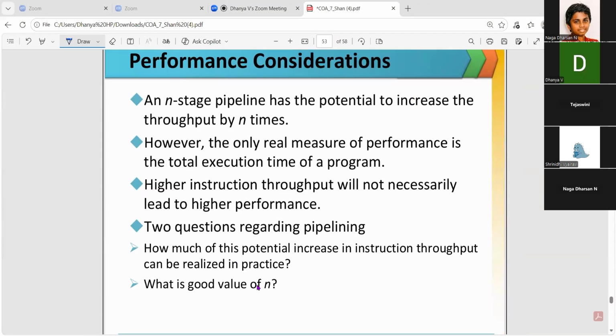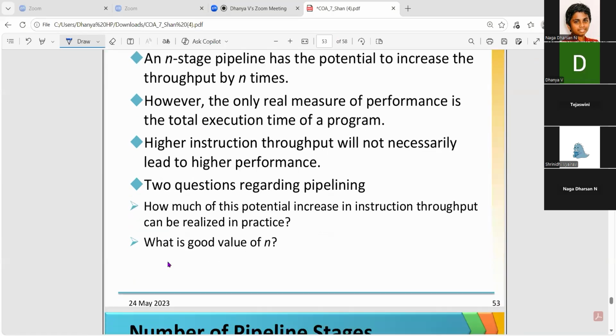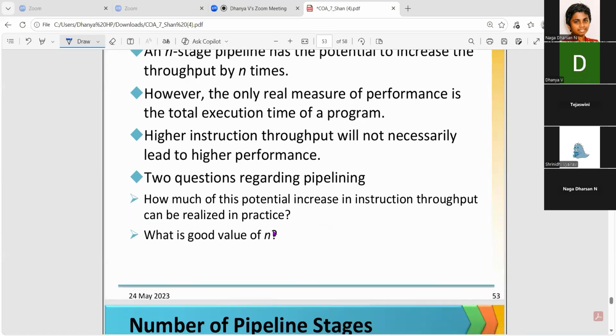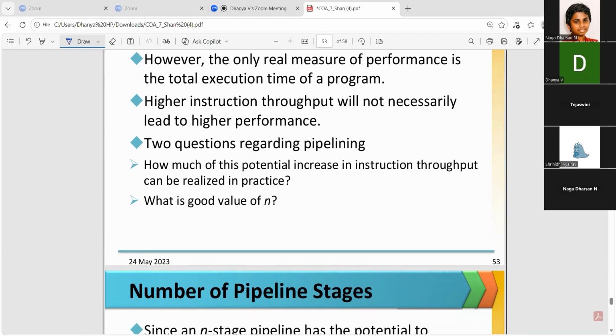So now we actually looked into the case of K-stage pipelining. Here, in the example that we took, K was the number of stages. We were talking about how much you can increase your K, since speedup is proportional to your K, no? So how much can you actually increase? You can't increase it by so much, right? So that is what we are dealing with over here. So here, instead of N, just consider K, like how we have discussed. So how much potential increase in instruction throughput can be realized in practice?